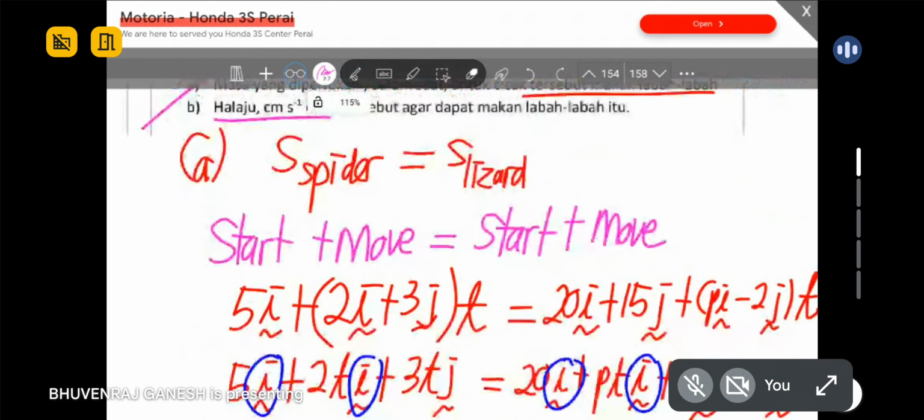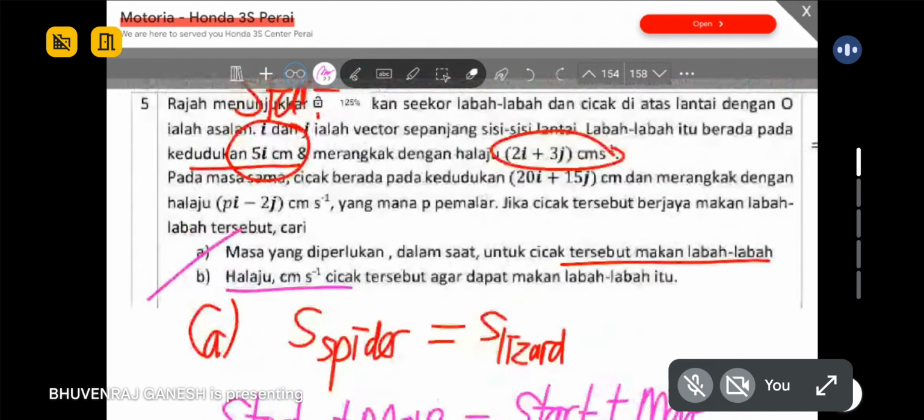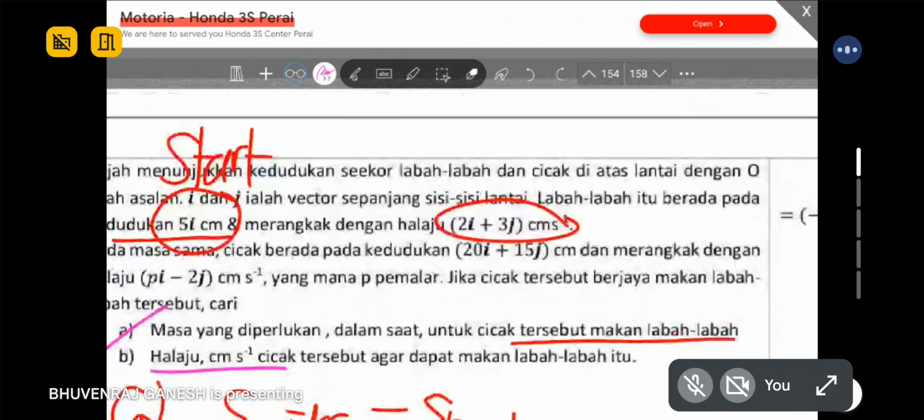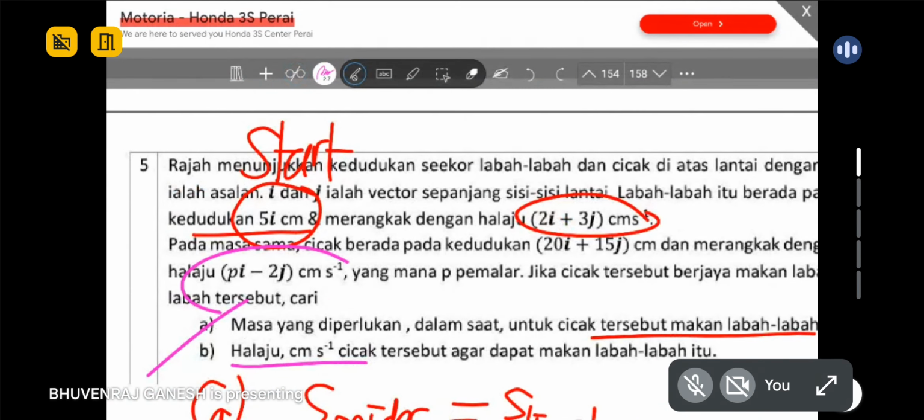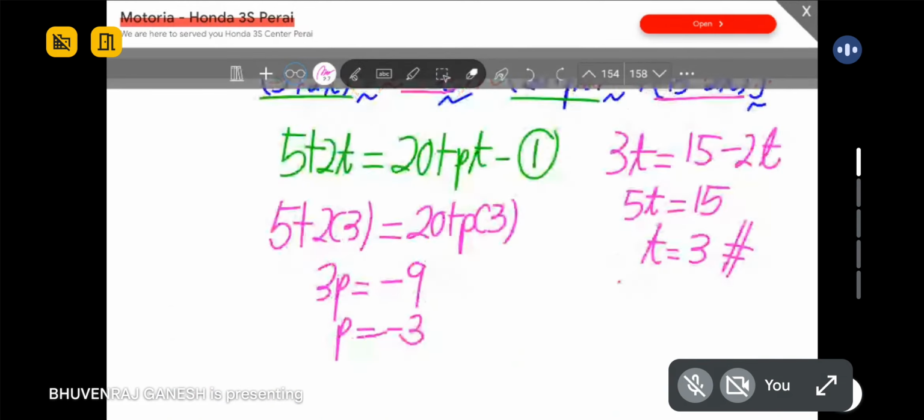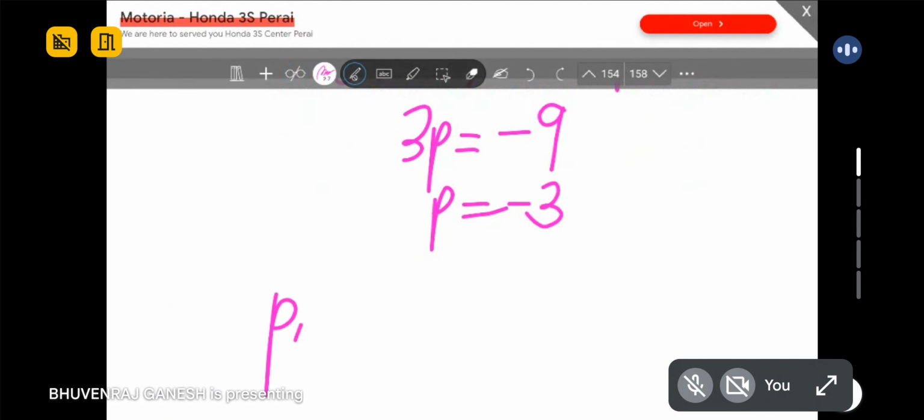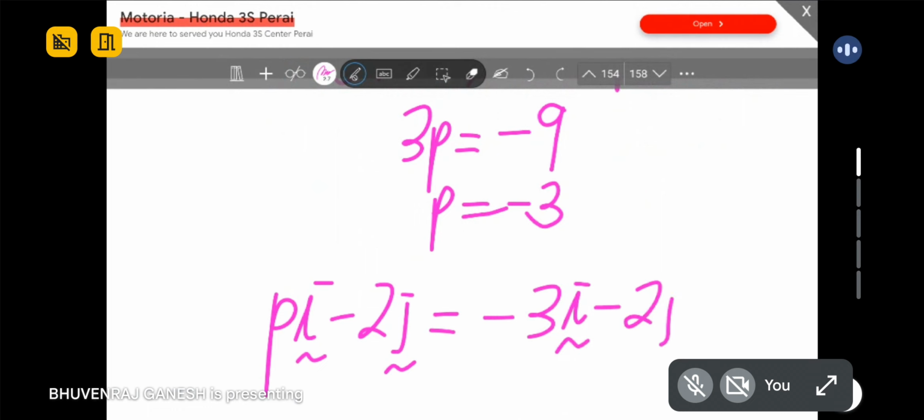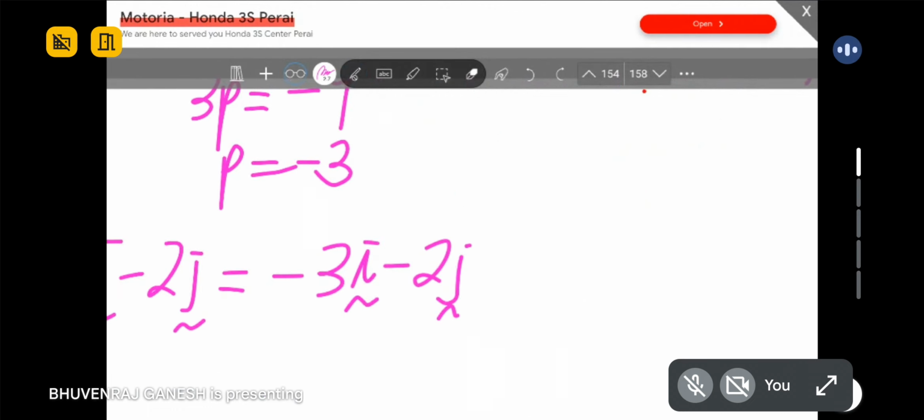So, what is the velocity of the lizard? Halaju cicak. Okay, so you just need to use this one lah, guys. This is the expression, right? Pi minus 2j. So you just substitute your p value. Pi minus 2j. So gantikan p is negative 3. So this is the velocity of your lizard. Halaju cicak. Faham?